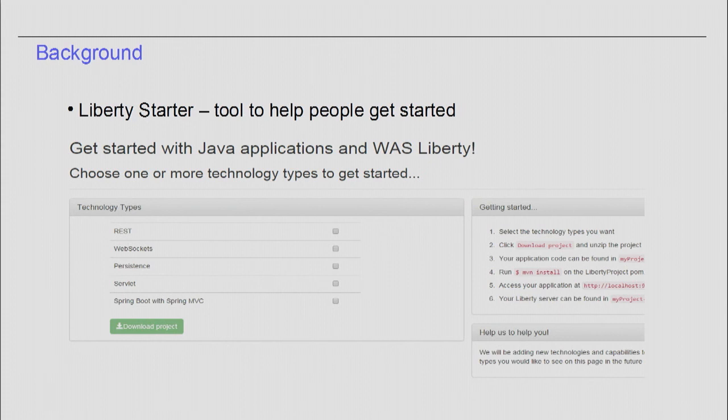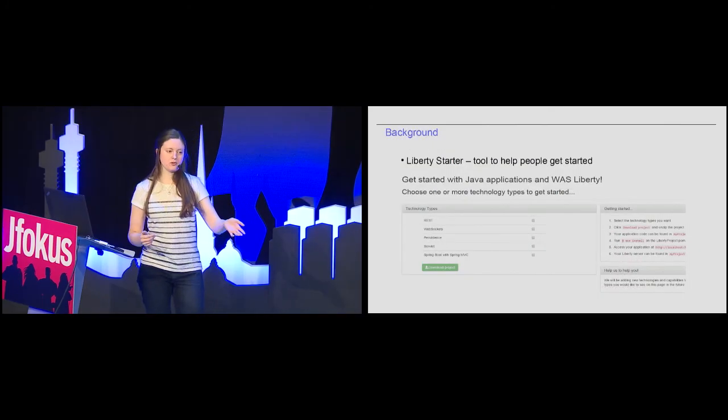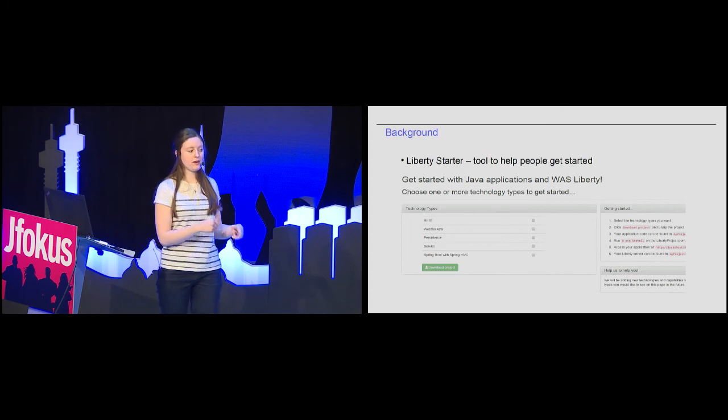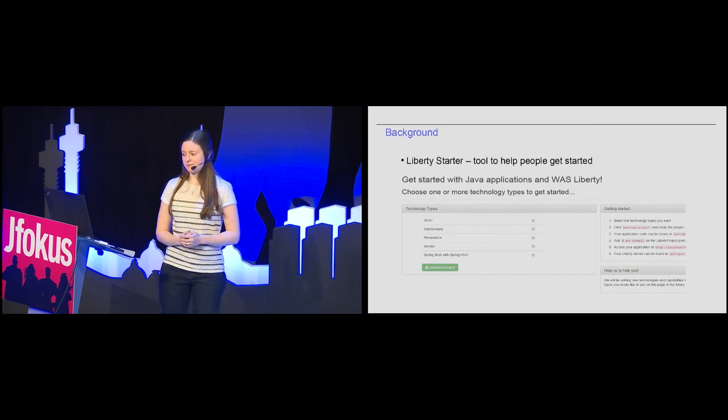There's a set of technology options to choose from, and when you select them, you then download a zip file which has an application pre-configured inside that you can build and run using Maven, and it will compile your code, run some tests, and start your application. It also has configurations specific to the technologies that you've just selected. So if you select REST, or you select Spring Boot with Spring MVC, it will put in the Maven dependencies that you need. So you don't have to go and edit your Maven file and add all your dependencies. You can just get started.